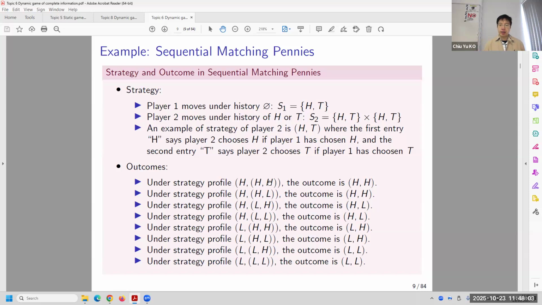Since we have 4 strategies for player 2 and 2 for player 1, you have 8 possible profiles. And these are all the outcomes, right? This is player 1 choosing H, this is player 2 choosing H. If player 1 chooses H, player 2 chooses H. If player 1 chooses tail, and so on and so forth, right? So you will have all this kind of stuff, okay?